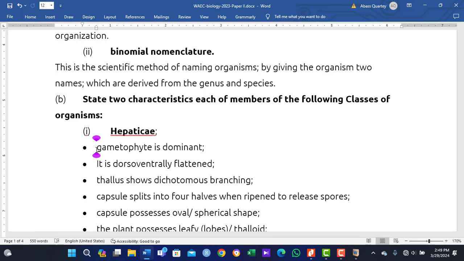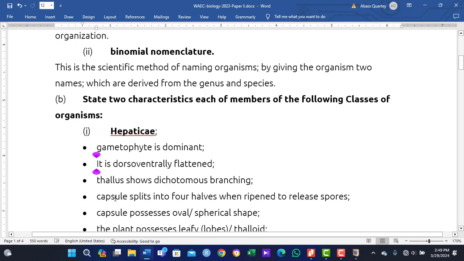Thallus shows dichotomous branching. Thallus refers to the body, so some part of the body divides into 2. That's what we refer to as dichotomous, dividing into 2 and usually flat on the ground, wherever it will be. Then you have capsule split into 4 halves when ripening to release spores. Capsule bears or produces the sporangium.